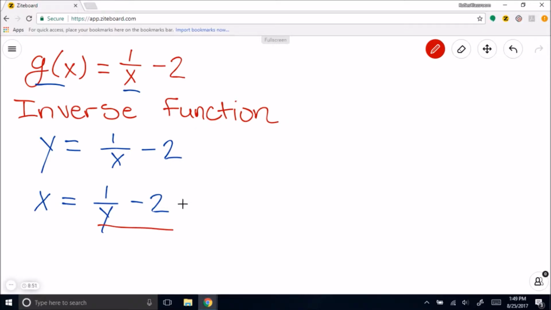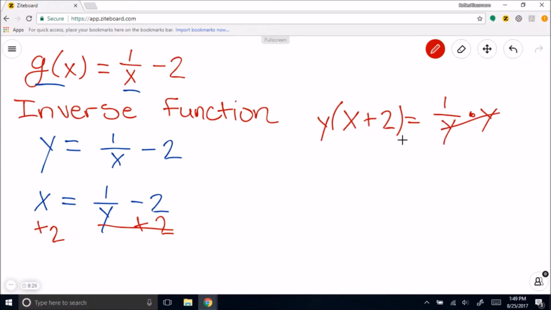So I'm going to move this 2 first by adding 2 to both sides, and I'm going to jump over here. So now I have x plus 2 equals 1 over y. Well, the only way to get this y out of the bottom is to multiply, because this is 1 divided by y. So I'm going to multiply both sides by y, and these y's cancel. So now I have y times x plus 2 is equal to 1.